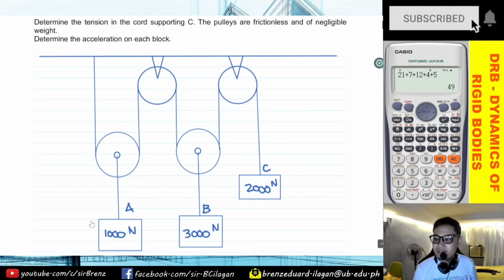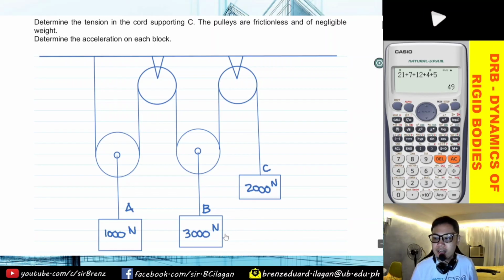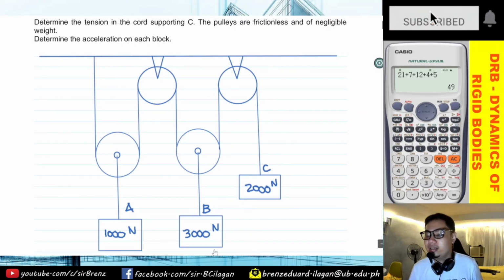Okay, so ito yung mga given. Again, sa block A, merong 1,000 Newton. Sa block B, 3,000 Newton. And block C is 2,000 Newton. Frictionless naman siya, wala magiging problema sa direction ng pagkaka-assume nyo ng mga motion ng bawat block. Okay? So, again, isolve nyo to.